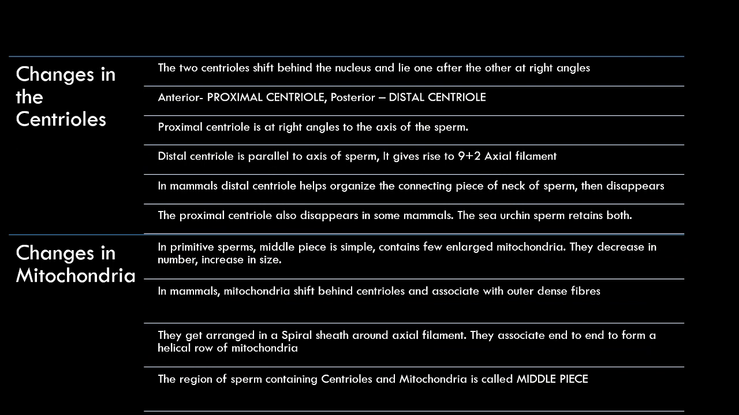Now, what are the changes in the centrioles? As you know, there are two centrioles. They shift behind the nucleus and lie one after the other at right angles to one another. The anterior one is called the proximal centriole, while the posterior one is called the distal centriole. The proximal centriole is at right angles to the axis of the sperm, while the distal centriole is parallel to the axis of the sperm. And it gives rise to the 9+2 axial filament.